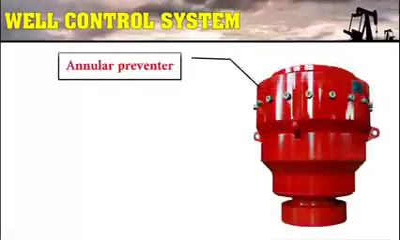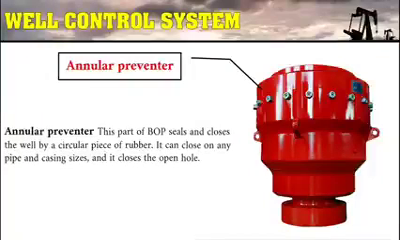The last part of the well control system is the annular preventer. This part of the BOP seals and closes the well by a circular piece of rubber. It can close on any pipe and casing sizes, and it closes the open hole.